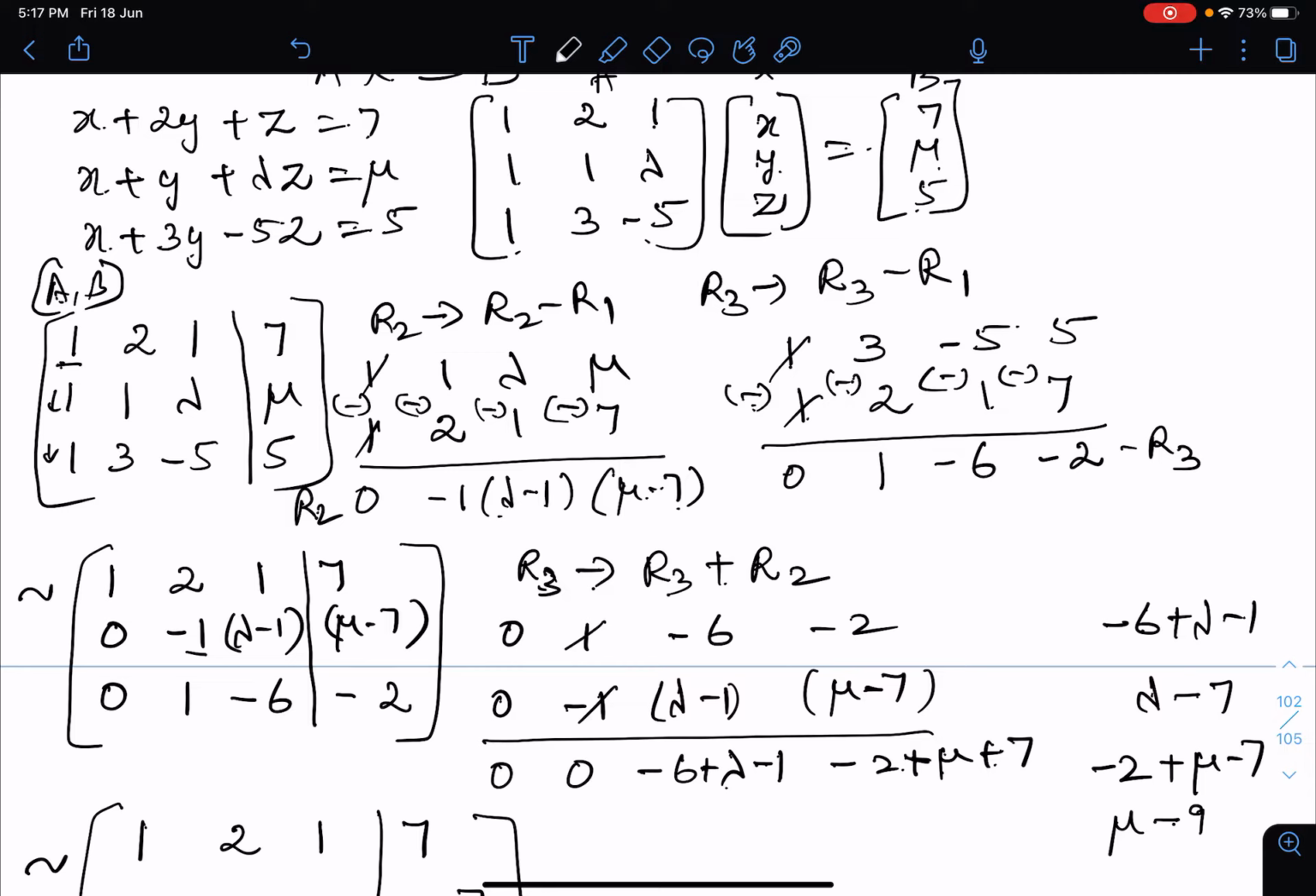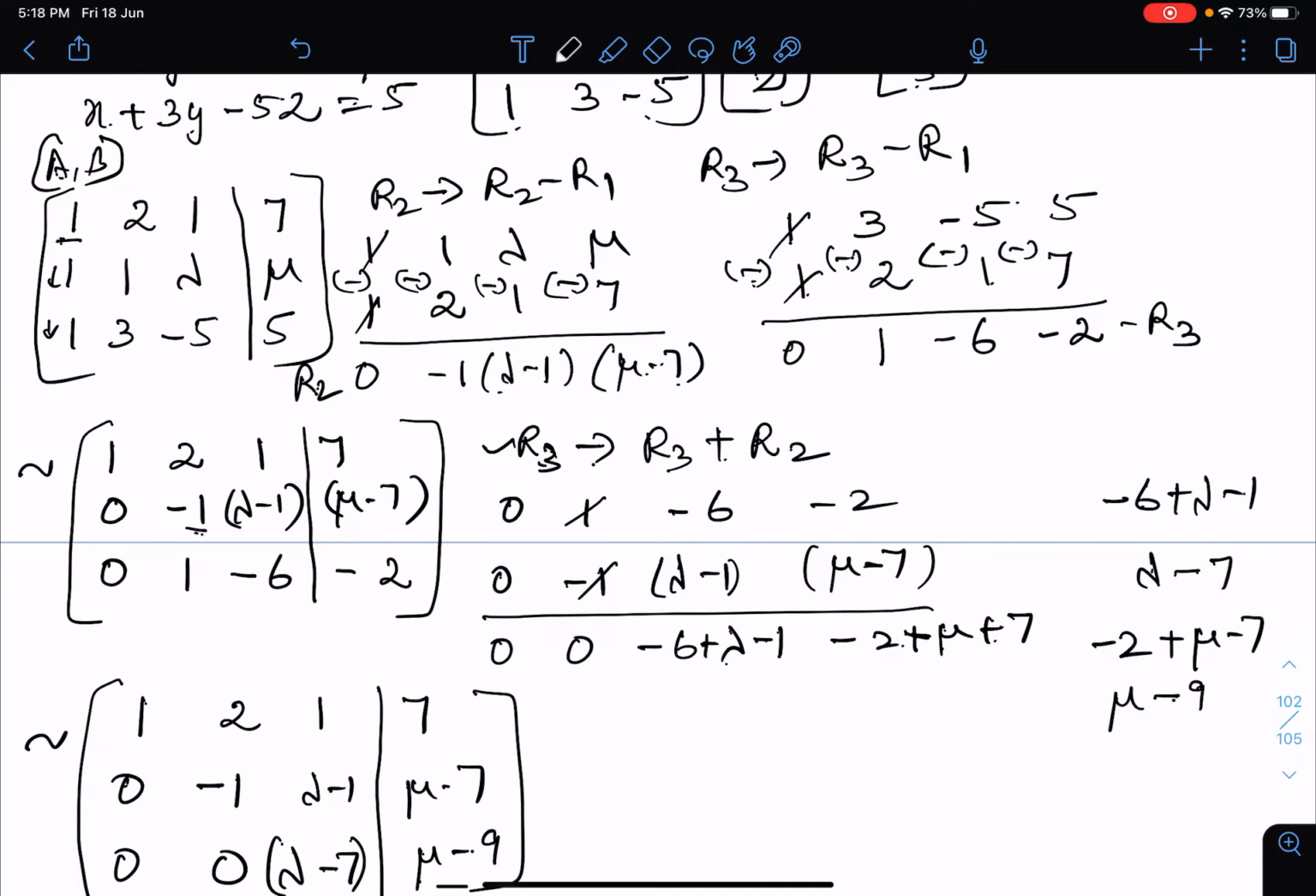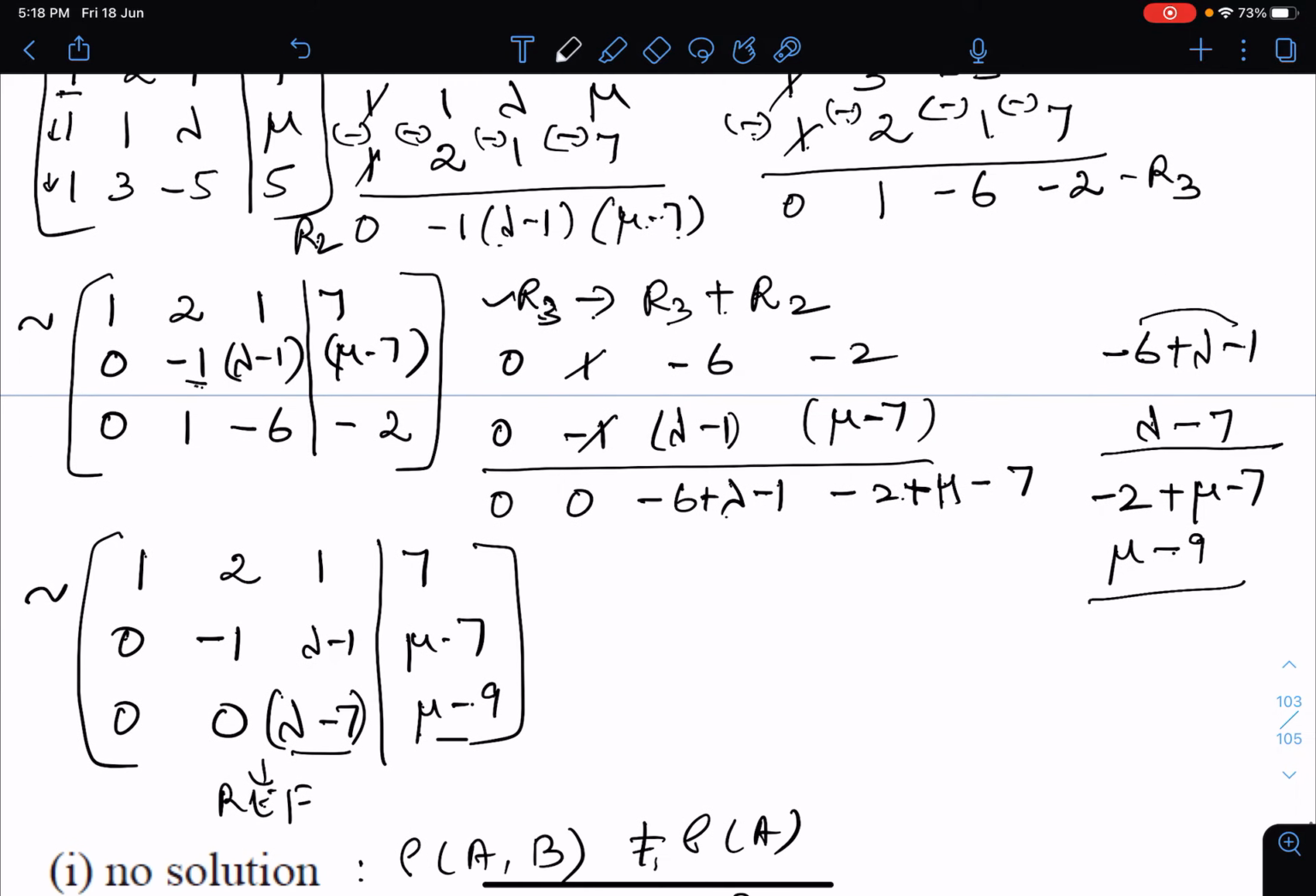Now below the middle element in the second column, we are going to bring 0. Therefore we are taking row 3 and adding it with row 2 because they are of opposite sign. After adding, you get 0 0 minus 6 plus lambda minus 1, minus 2 plus mu minus 7. I have done this in the rough work for you to understand. So both are of minus sign, so you get lambda minus 7 here, and here both are minus sign, so you get mu minus 9 here.